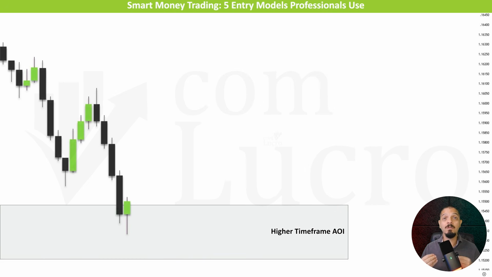Now let's move on to the fourth entry model, the IFVG entry. Among reversal setups, this is one of the strongest entry models, and it often produces very high-quality trading opportunities. Before we look at how to execute this setup on the chart, let us briefly review what an inversion fair value gap is and how it forms.